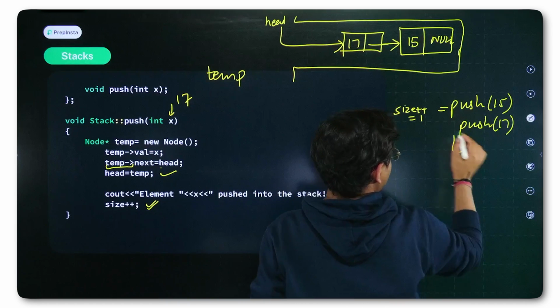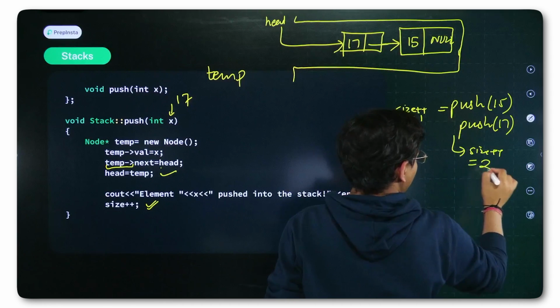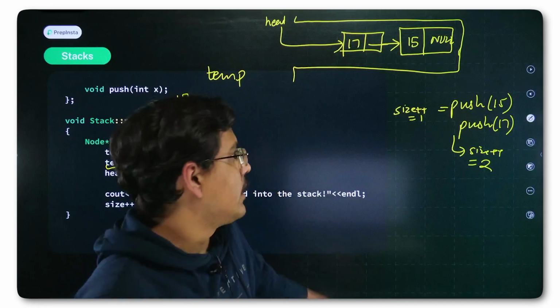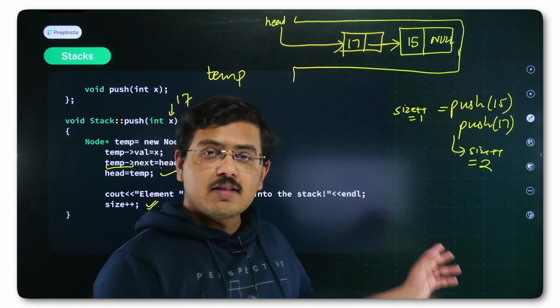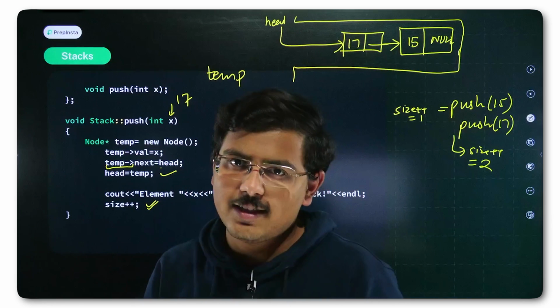Now size plus plus happens and due to this size becomes 2. Is the size of stack 2 right now? Yes, it has 2 elements. So in this case, one can say that stack is always full, isn't it?